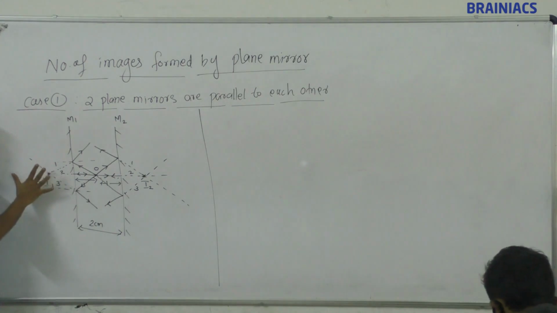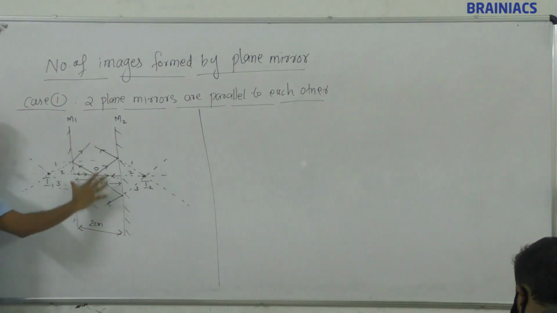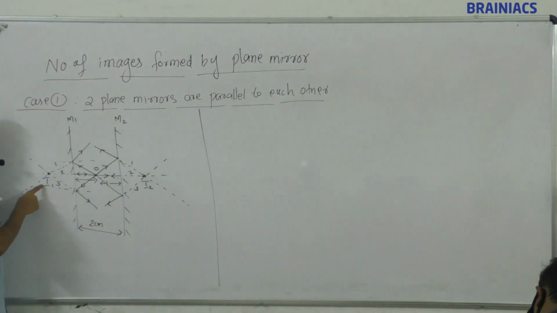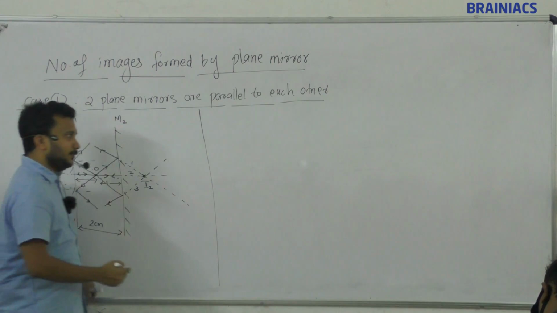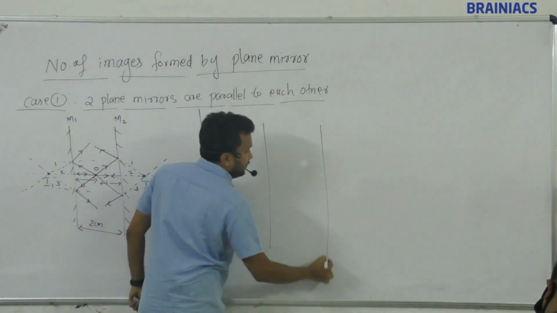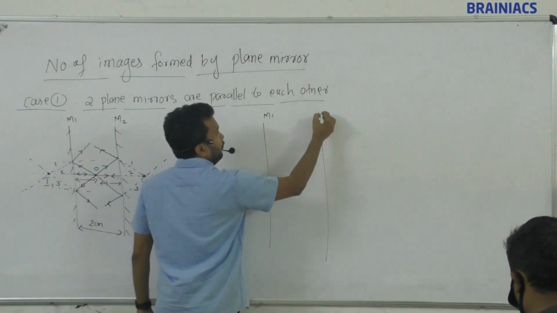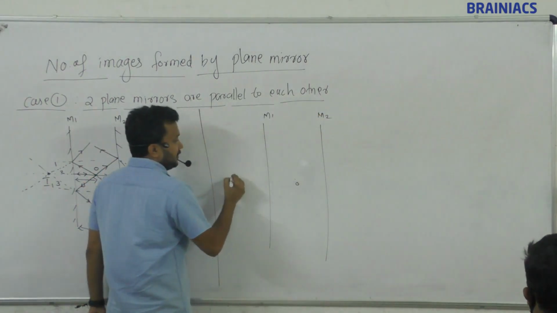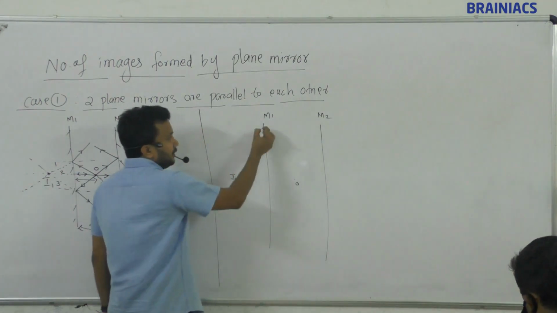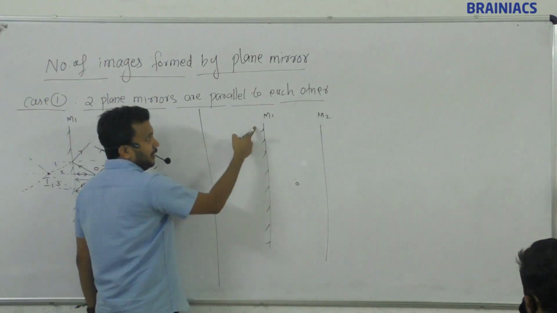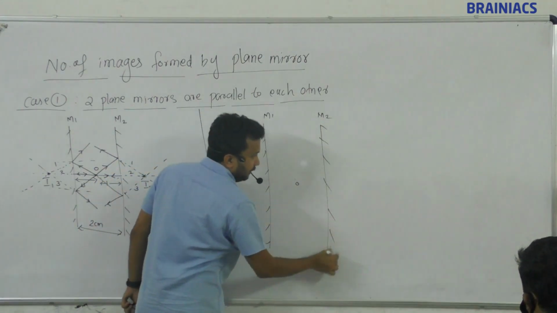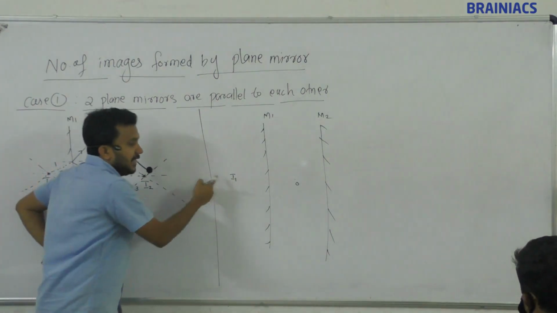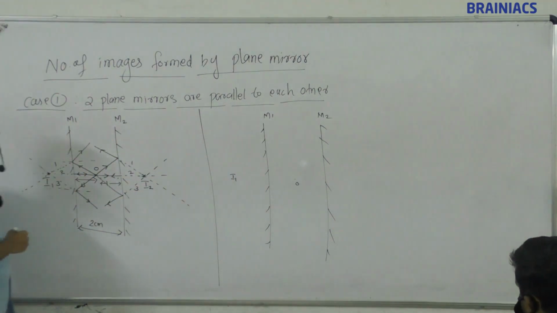Now I have I1, and forgetting about everything else, I am drawing that part alone here, because drawing it in the same place would be messy. I'll draw the next two images the same way, with M1 and M2. Listen here, the object will be here. I know the first image is here. The first image will act as an object for M1 or M2? M2, because the rays are going to hit M2, correct? So now how far is this I1 from M2?